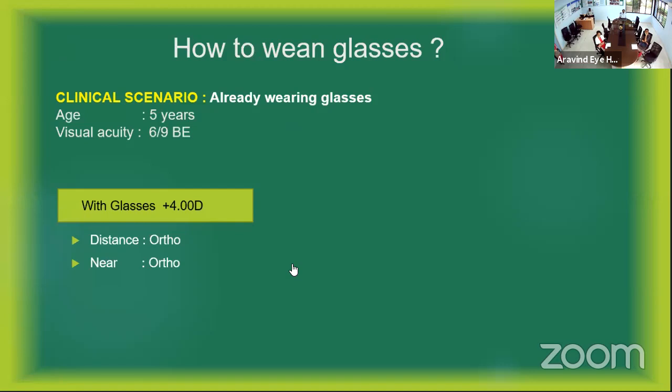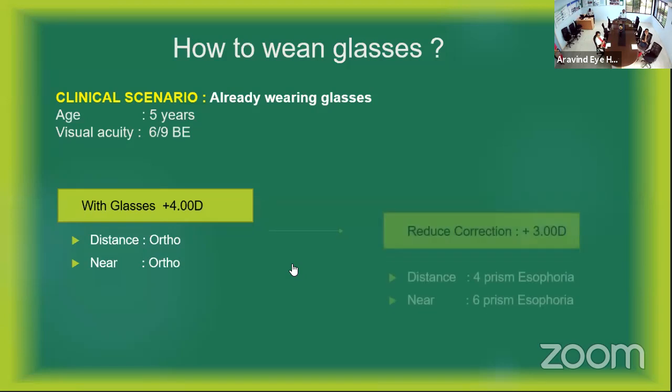So now we have given glasses. Usually the hyperopic refractive error keeps increasing up to the age of 5 to 7 years. After 5 to 7 years, we need to think about weaning the patient from the glasses. This is a case where the patient is already wearing glasses, a patient with refractive accommodative esotropia, a 5-year-old child, vision 6/9 in both eyes, and with the prescription which the child is wearing for distance and near, there is ortho. So when the child comes to you, what do you do?